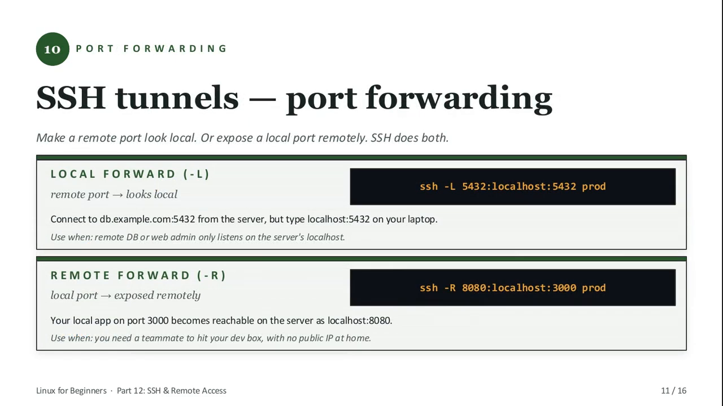Now let's talk about one of SSH's most underrated tricks, port forwarding. With -L, a local forward, you tell SSH, take this port on my laptop and pipe it through to something the remote server can reach. So typing localhost:5432 on your machine actually hits the database over there.